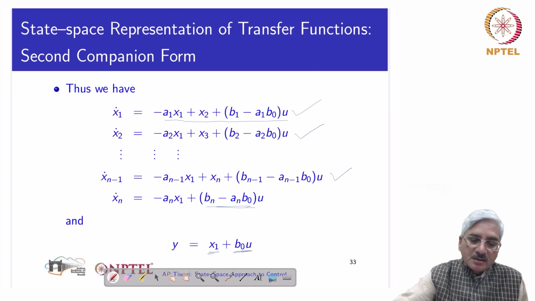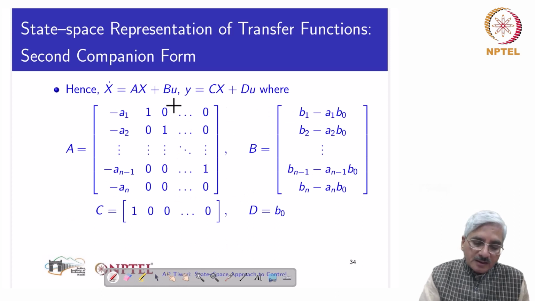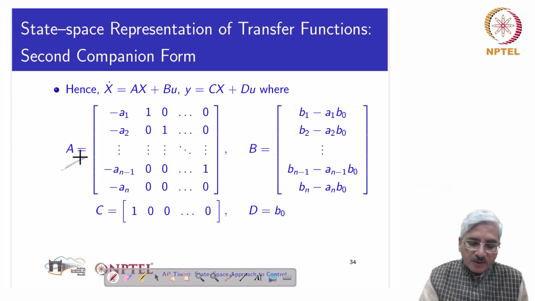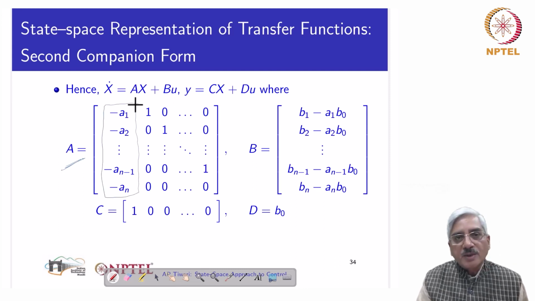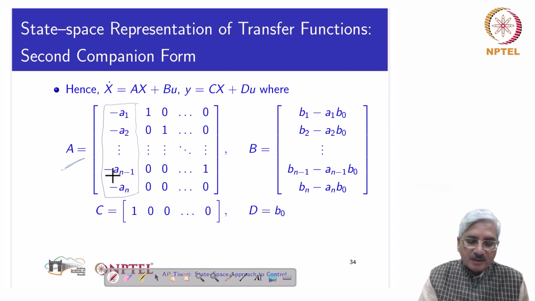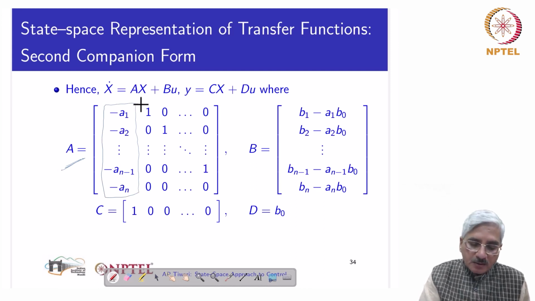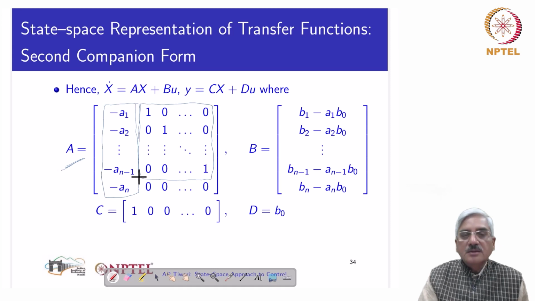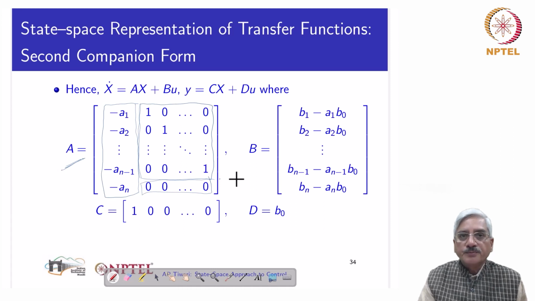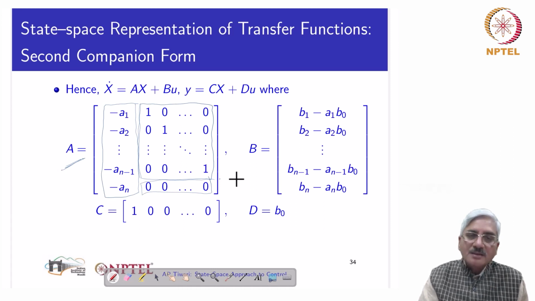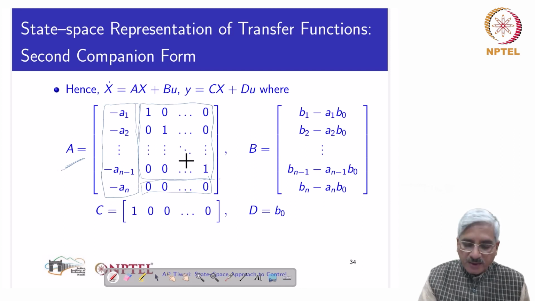And if we represent this in matrix form, then we get this as the A matrix, in which the first column contains the coefficients of the denominator polynomial a1 to an with minus sign, and in the first n rows, the second column onwards up to the last column is an identity matrix. And as before, this is 0. So this matrix, except that the last row has become the first column, is identical to the matrix which was obtained in the first companion form.